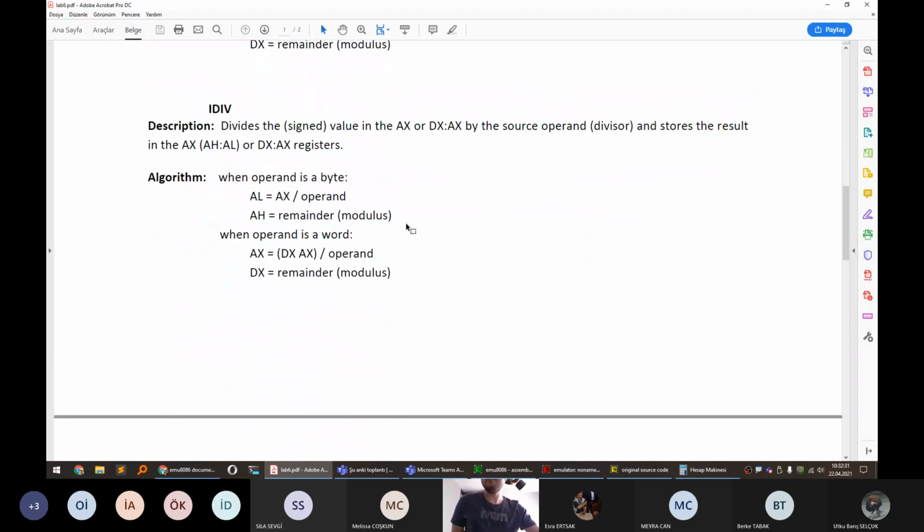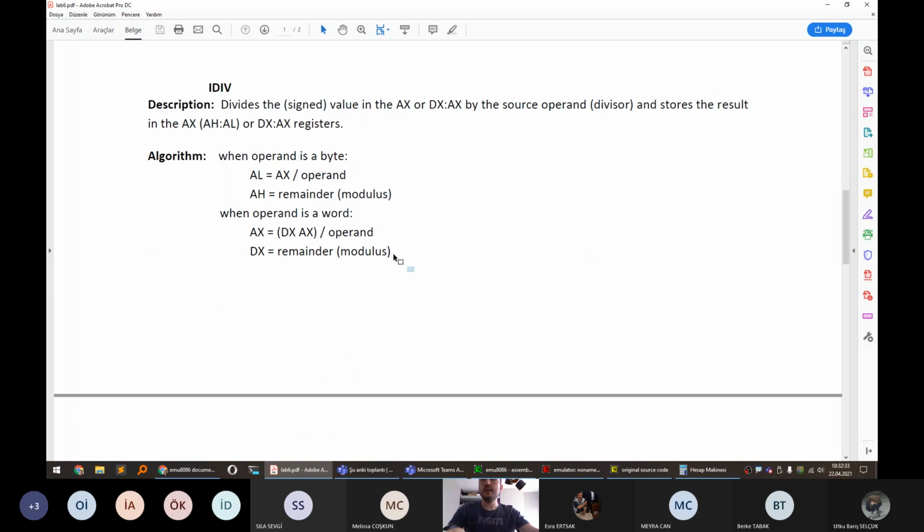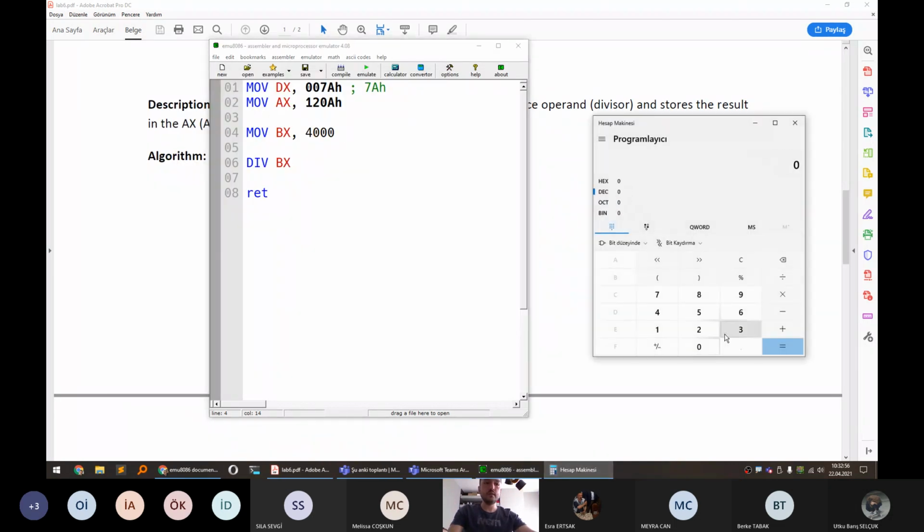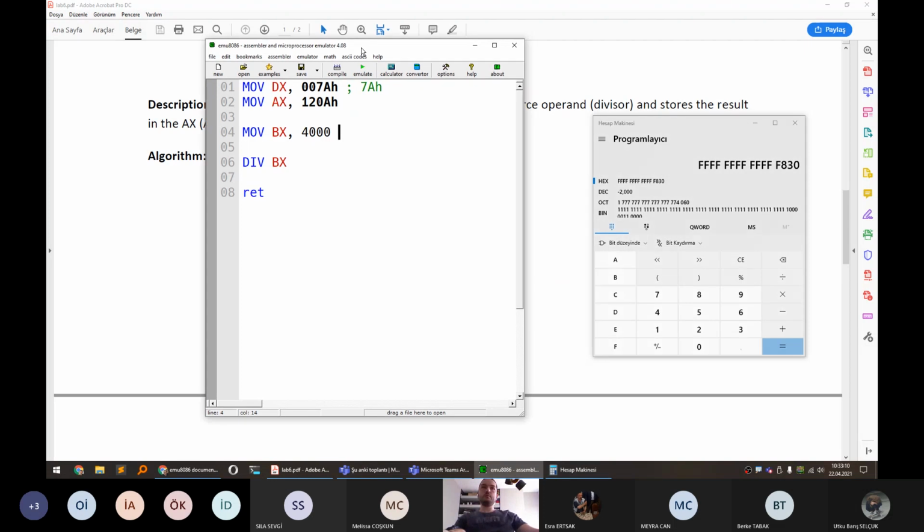Okay, now I division, signed division. It's exactly the same. Nothing is changed, but this time the numbers are applied as signed values. Okay, this time I'm going to divide minus 8 million by 4000. The result will be F830. The result will be this.